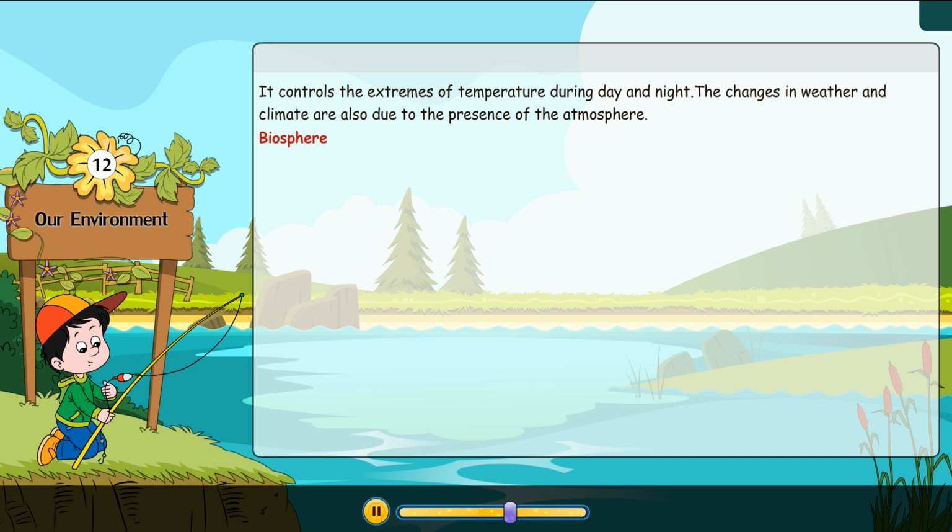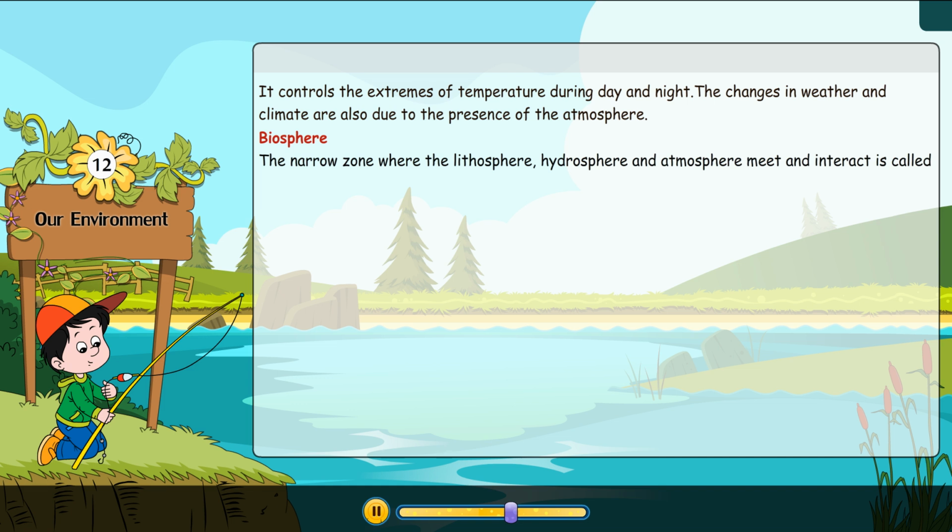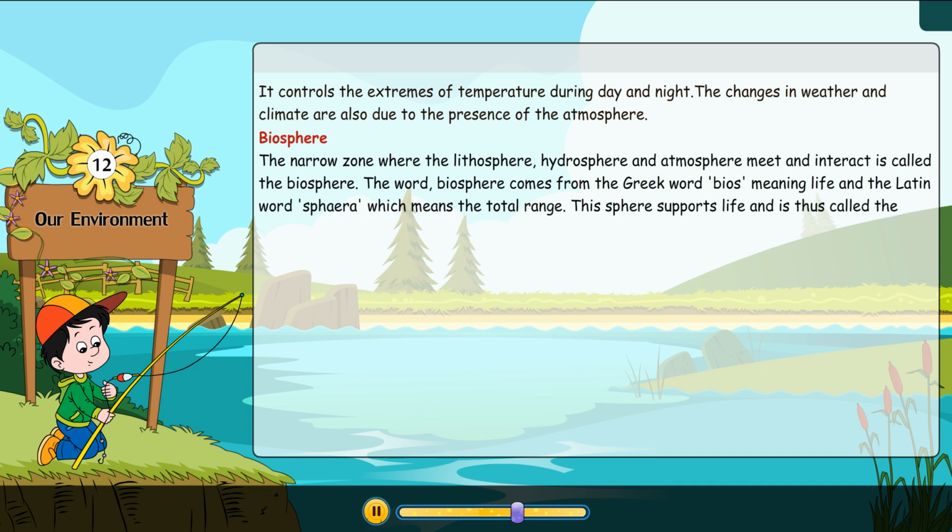Biosphere. The narrow zone where the lithosphere, hydrosphere, and atmosphere meet and interact is called the biosphere. The word biosphere comes from the Greek word bios, meaning life, and the Latin word sphera, which means the total range. This sphere supports life and is thus called the living world.